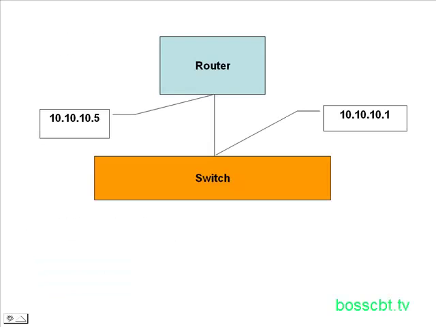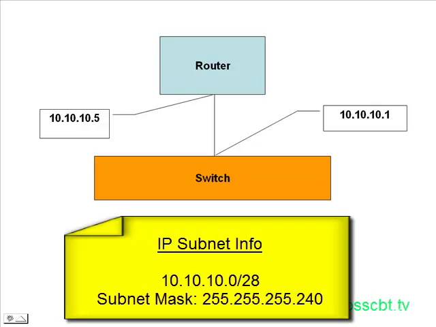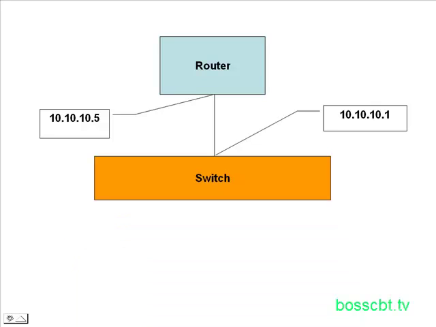Before we jump into the command line configurations, let's take a look at an overview of what we're working with to give us some context. So we have a router and a switch, and they are connected. The subnet we're going to be using is 10.10.10.0, and it's a /28. So that means our subnet mask is 255.255.255.240. If you don't yet know IP addressing and IP subnetting, please take some time to check out those tutorials. You need to know that stuff.